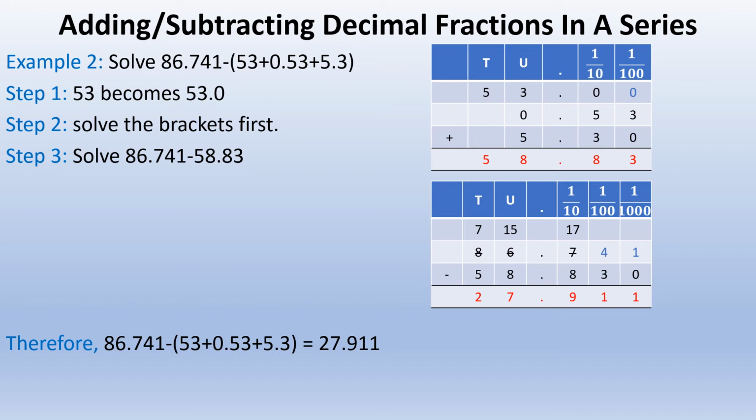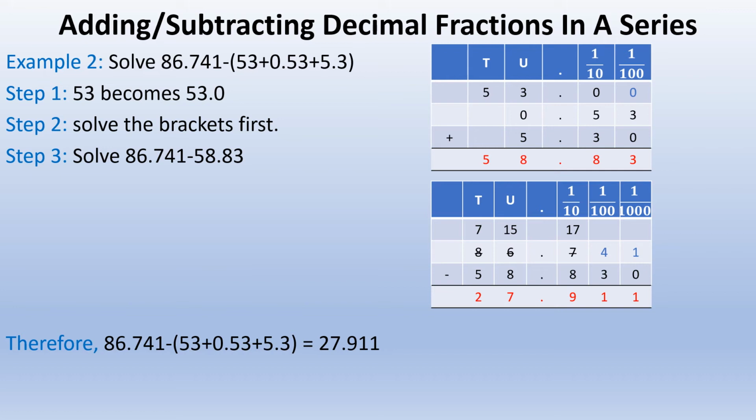Then you add: 0 plus 3 plus 0 in the hundredths column gives us 3. In the tenths column, 0 plus 5 plus 3 will give us 8. And in the units column, 3 plus 0 plus 5 will give us what? 8 again. And then finally in the tens column, we have just 5. So it drops down. Or you can say 5 plus 0, because 0 is nothing, will still give us 5. So we have 58.83 as our result from the brackets. Does not mean we are done with our work.